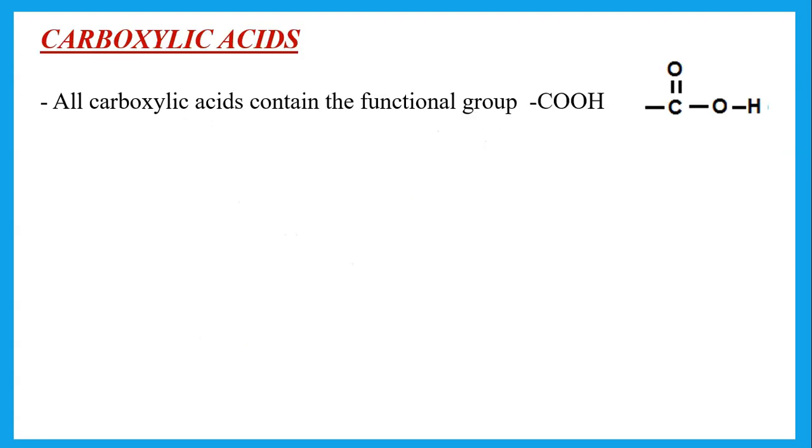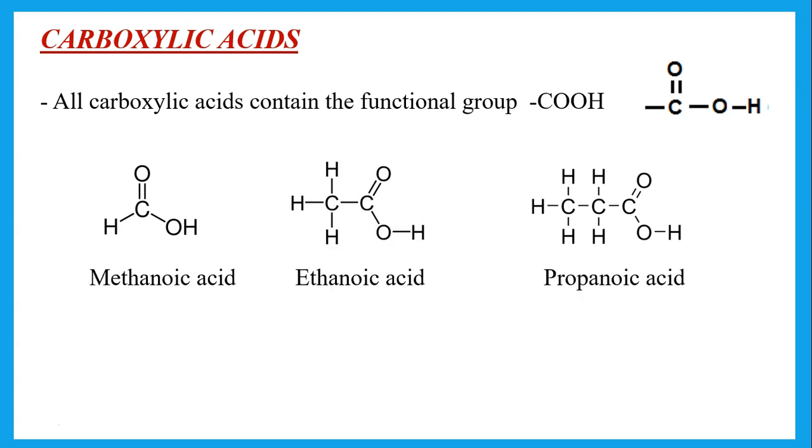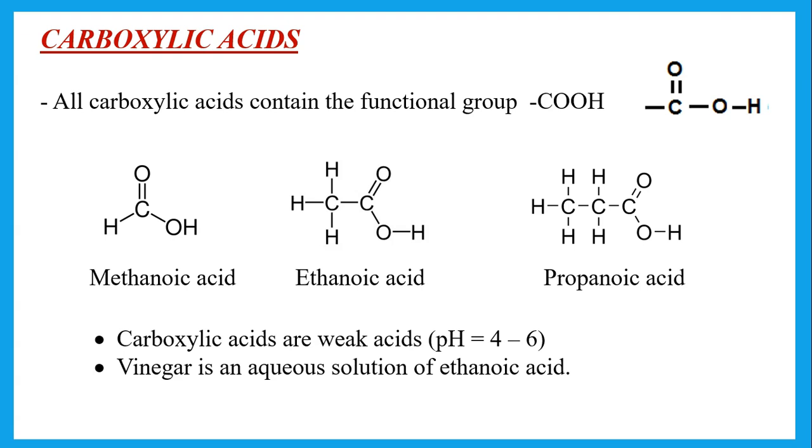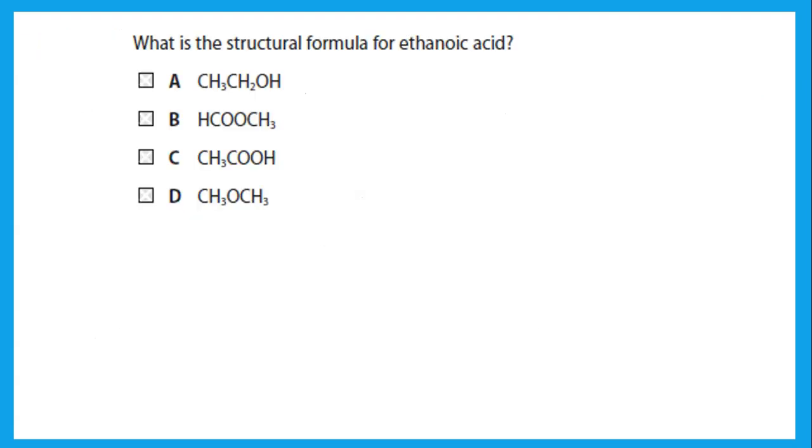Then we need to talk about carboxylic acids. Remember, carboxylic acids contain this functional group, C double bond O, OH, so 1 carbon or 2 carbons or 3 carbons, methanoic, ethanoic, propanoic. This is how we draw it out in displayed formula. Remember that carboxylic acids are weak acids, so they have pHs about 4 to 6, and vinegar is actually what we call ethanoic acid, that is vinegar.